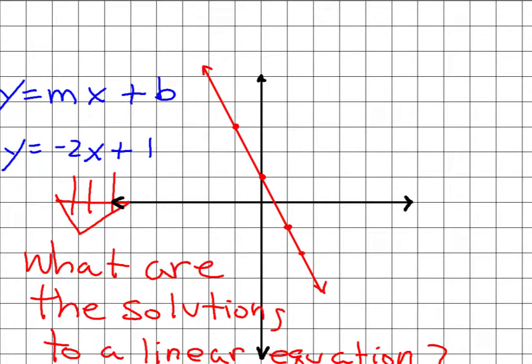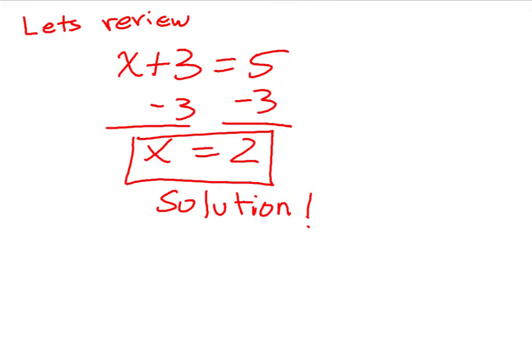So what are the solutions to a linear equation? Well, we just mentioned it, but take a look at it this way. If we look at our early use of a single variable, you have x plus 3 equals 5, and you solve for x. Your solution is that x equals 2, which means that if you plug in 2 in place of x, you will get a true statement: 2 plus 3 does equal 5.